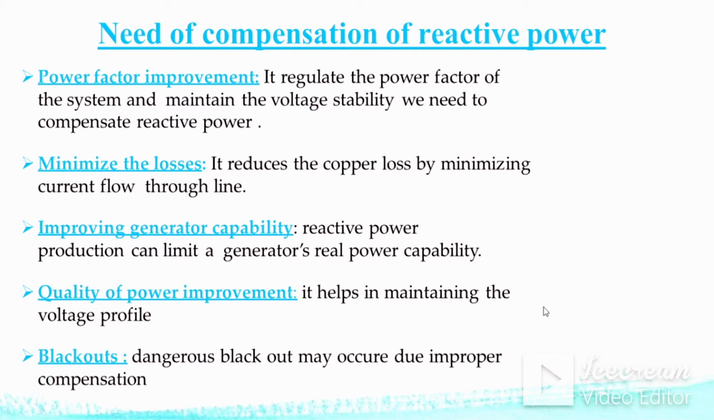And blackouts. The dangerous blackout occurs due to the cumulative breakdown in the power system network. So it requires proper compensation of the reactive power in order to avoid any blackouts in the power system network.